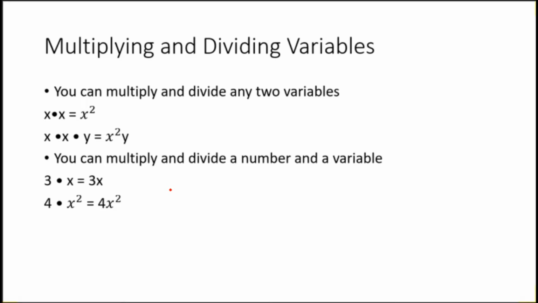Finally, you can multiply and divide a number and a variable. Since they're not like terms, we just put them next to each other. So we have 3 times x, 3x, so we just put them together. 4 times x squared gives you 4x squared.